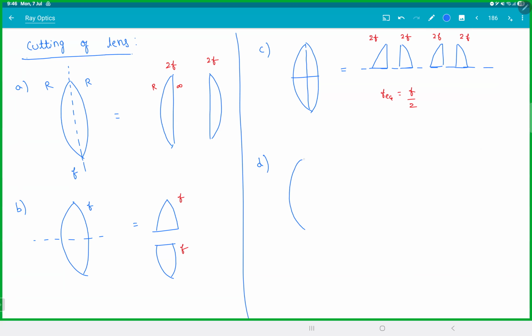What if you take the lens, you cut it along the principal axis, and you keep it like this? This is a good theoretical question, right? You should definitely remember the result. First of all, you can't use the formula 1 by f equivalent equals 1 by f1 plus 1 by f2. Why? They don't have same principal axis. That formula is not valid.